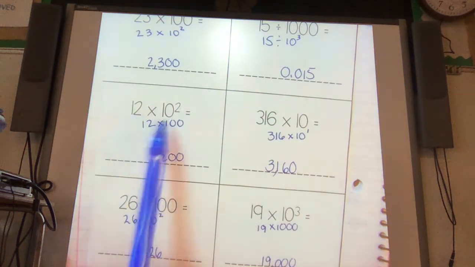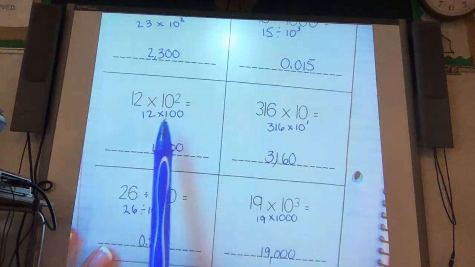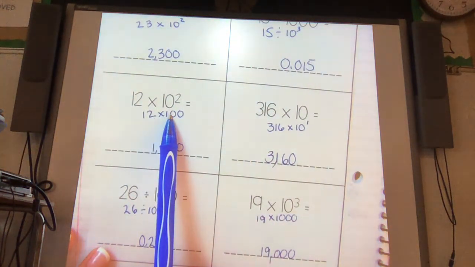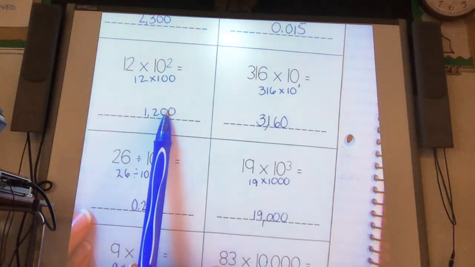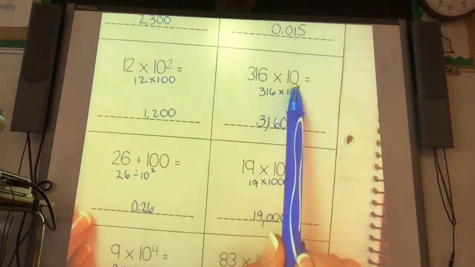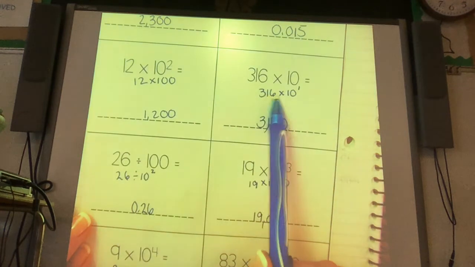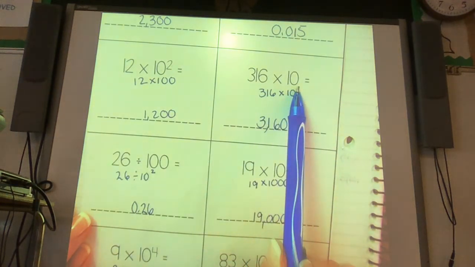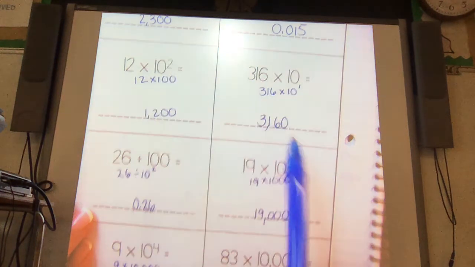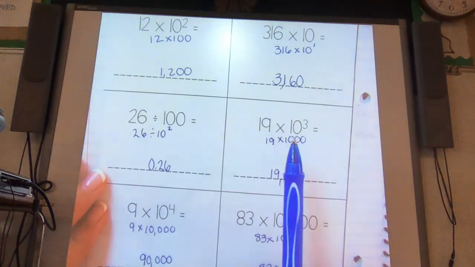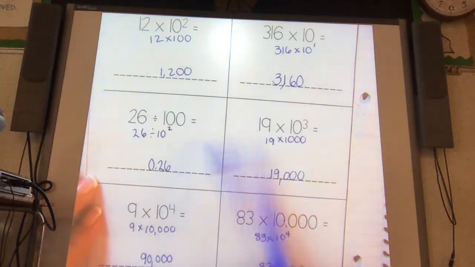12 times 10 to the second power is the same thing as saying 12 times 100. And 12 times 100 is 1200. 316 times 10, same thing as saying 316 times 10 to the first power, which would be 3,160. And we go on and on and on.